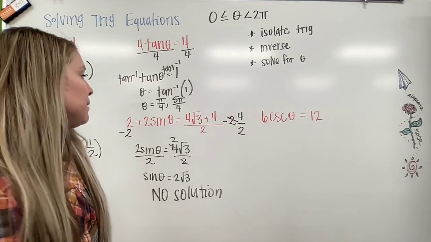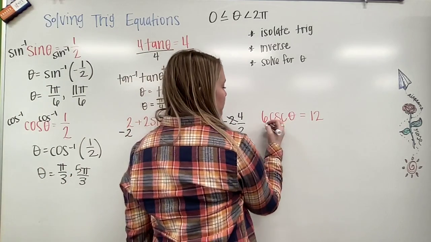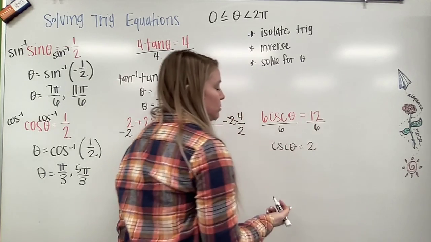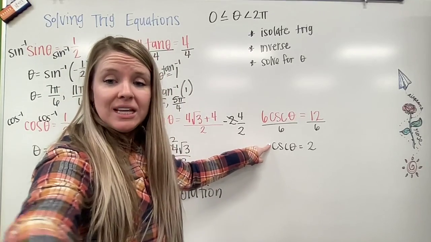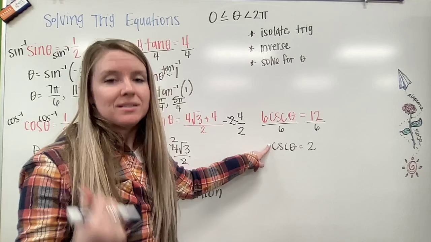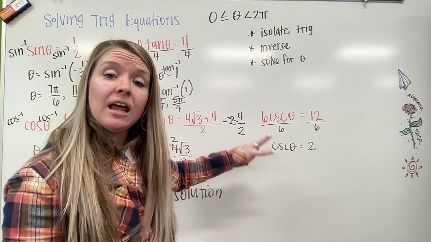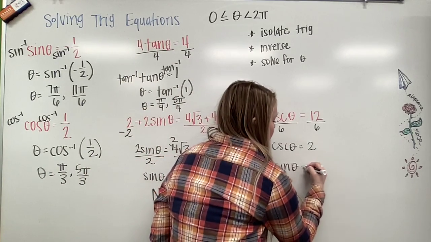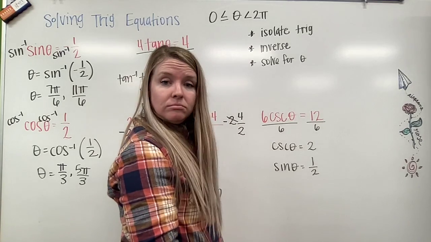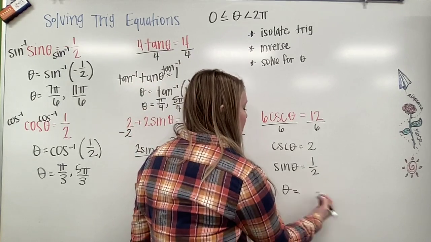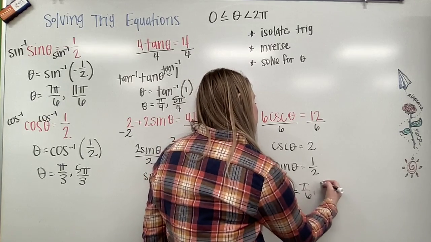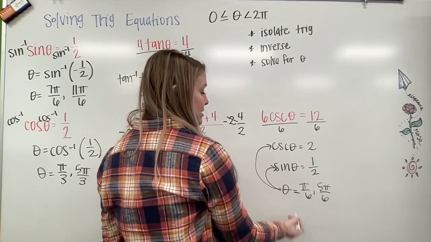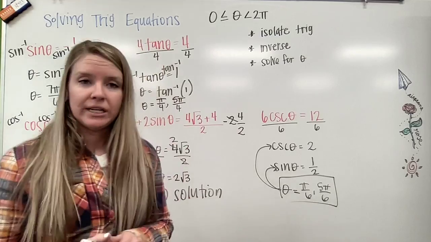Okay, so we got one more example over here. First thing I'm going to do is I'm going to divide by 6. So now I have the cosecant of theta equals 2. We might not remember our cosecant, secant, cotangents quite as well as we know our sine, cosine, and tangents. So we can go ahead and know that this is the reciprocal of sine. So this is the same as the sine of theta equaling 1/2. So here we're going to get theta is going to be equal to pi over 6 and 5 pi over 6. These two angles answer this question and this question because of that reciprocal relationship.